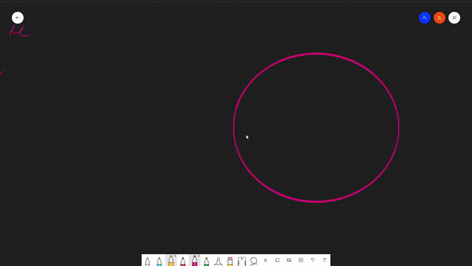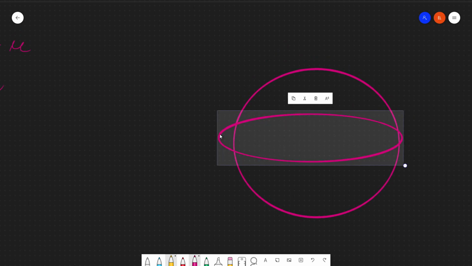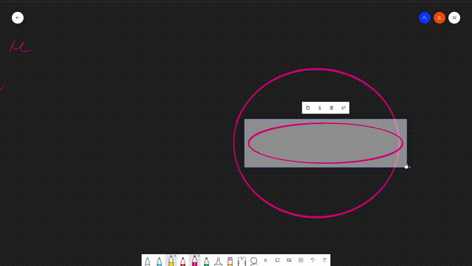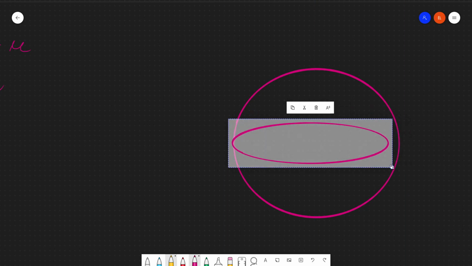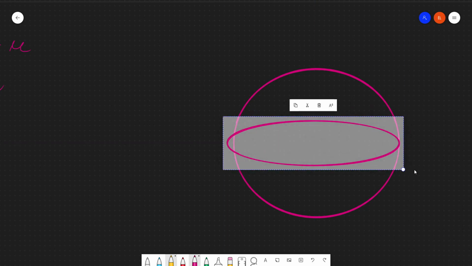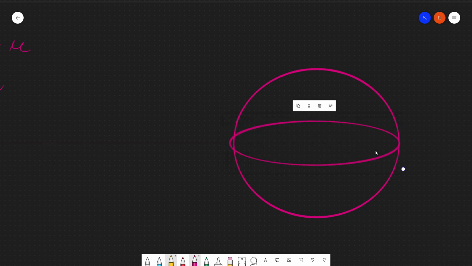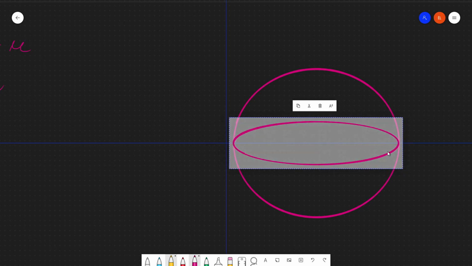Right? So can I make this a bit smaller? Oh, perfect. Now a bit bigger. Now a bit bigger again. A bit smaller again. I don't think this is going to work.